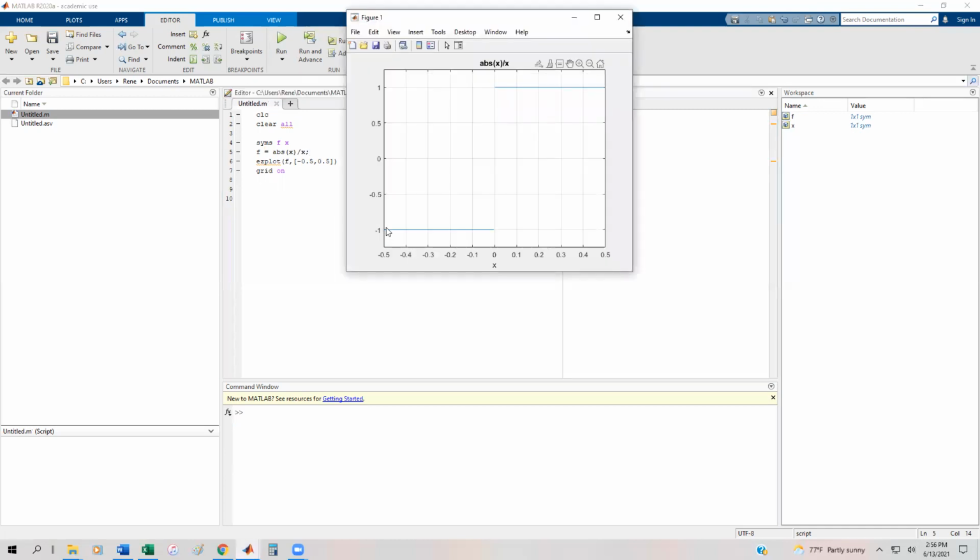All right, now notice from the left side, it looks like it's staying constant at -1. From the right side, it's staying constant at +1. And as we get to 0, well, we can't divide by 0, so there's nothing there. But it looks like the limit's approaching 2 different values.